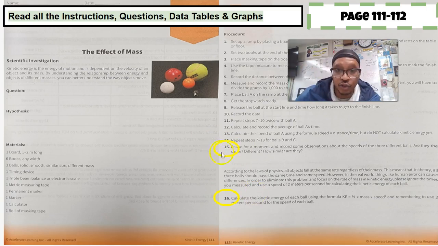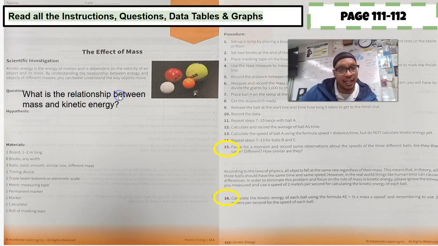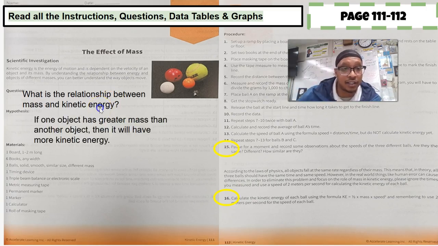I do also want you to circle 15 and 16, because you need to answer both of those. Then over here there are questions and a hypothesis. The question could be something simple, like, what is the relationship between mass and kinetic energy? So let's make a hypothesis: if one object has greater mass than another, then it will have more kinetic energy. Okay, cool, that's a good hypothesis. Now we're going to test that out to see if it is true.